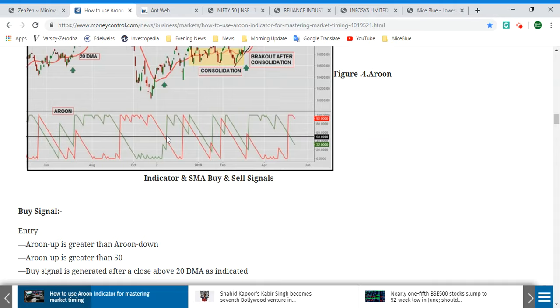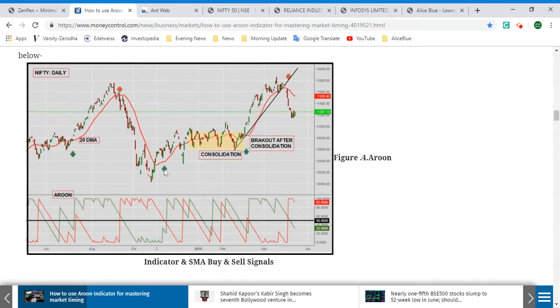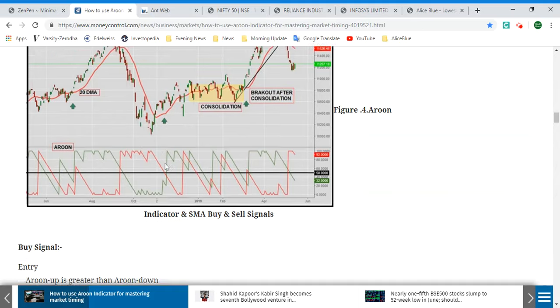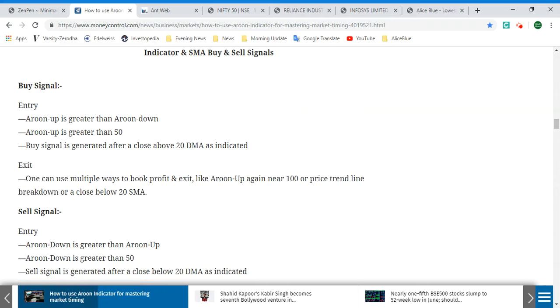This has crossed the 50 mark line and gone up and hit the upward trend, and the closing price is also above the 20-day moving average line. So both of them have aligned together. So here we have the buying entry price.